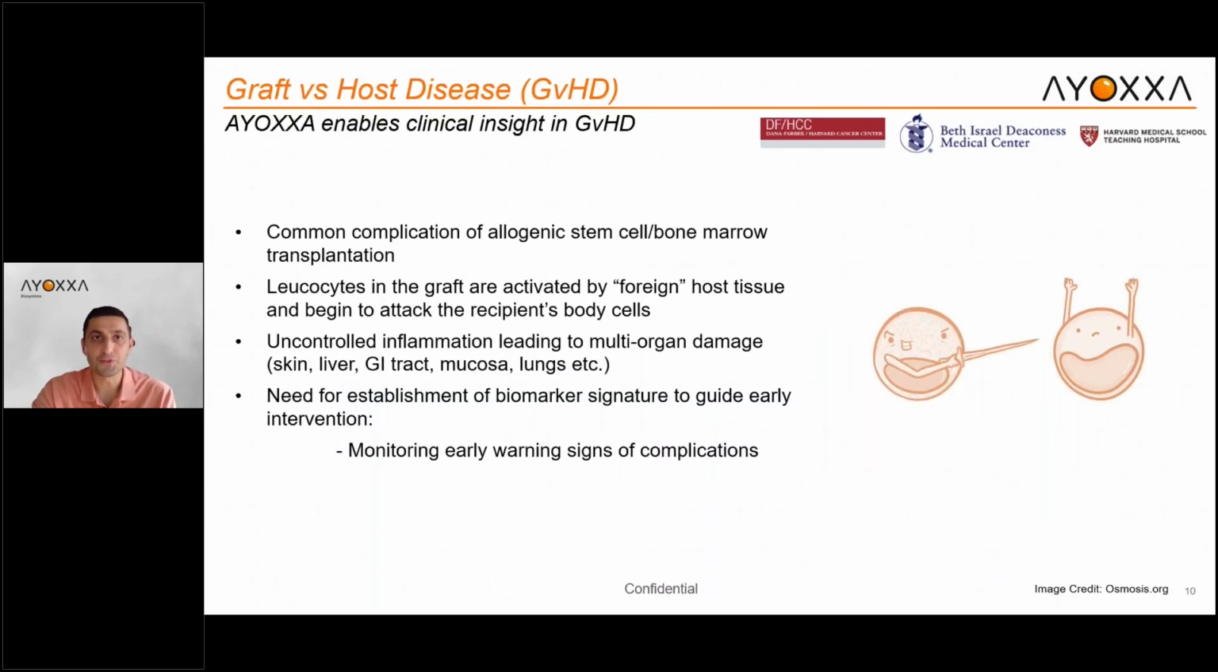So for our first use case example, we're going to take a look at a group studying graft-versus-host disease. Graft-versus-host disease is a common complication in stem cell transplantation that involves leukocytes in the graft being activated by the foreign host tissue, in turn beginning to attack the recipient's body. This can cause uncontrolled inflammation that can lead to multi-organ damage. There has been a call for establishing a biomarker signature to guide early intervention.